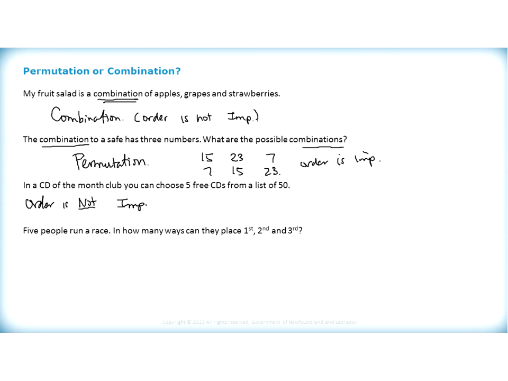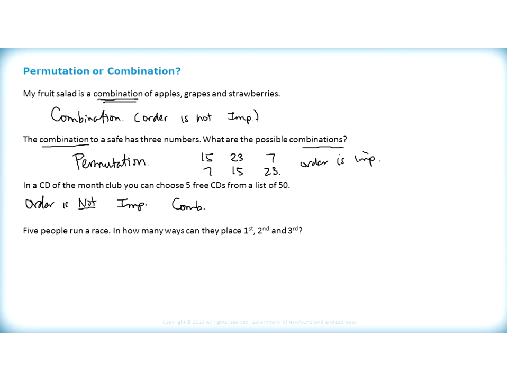Once you choose your 5 CDs, you've got the same 5 CDs regardless of the order in which you chose them. Doesn't matter the order in which you choose them. In the end, you still got the same 5 CDs from that CD of the month club. So order is not important, so this again is a combination.